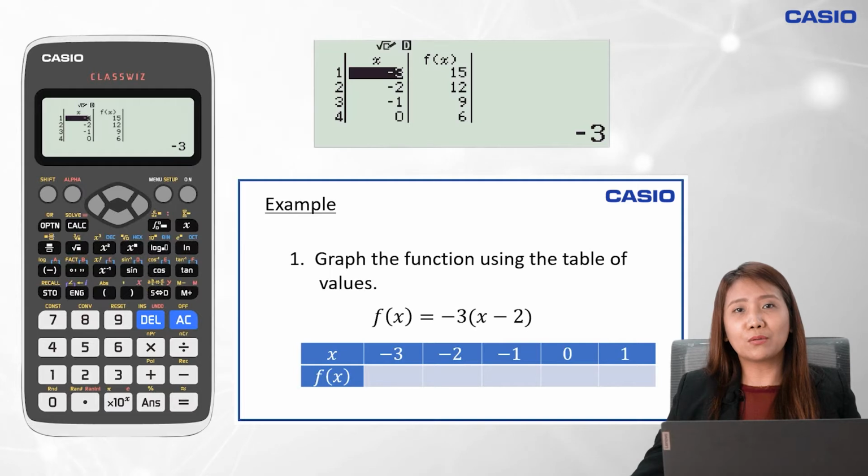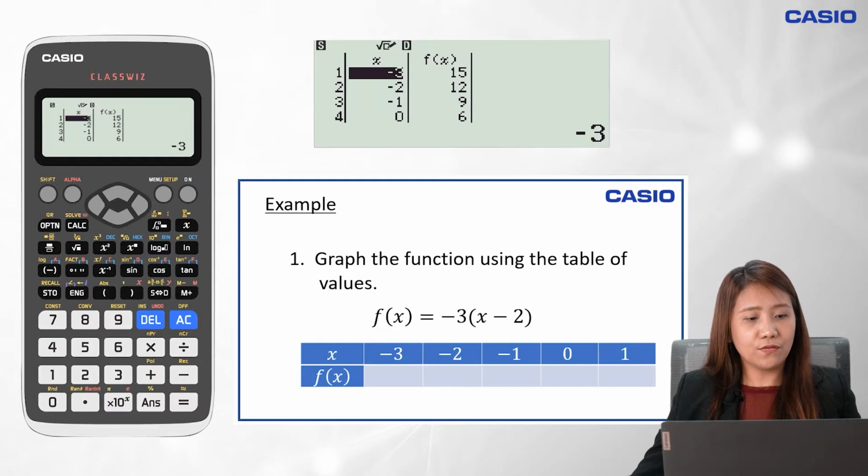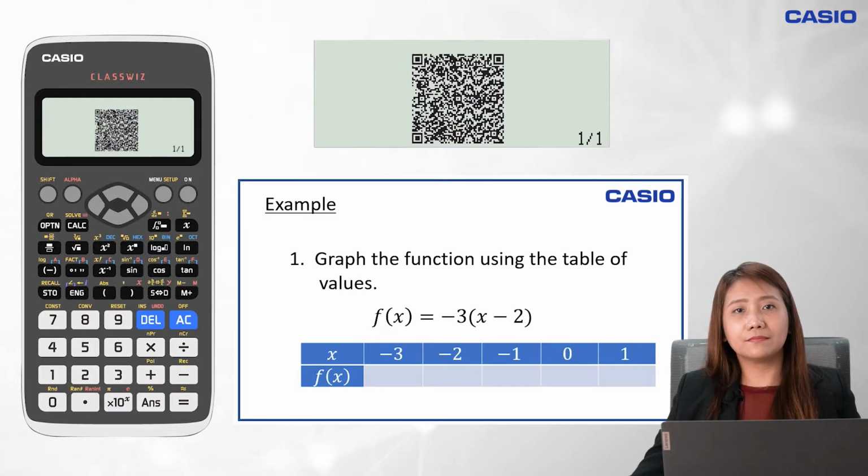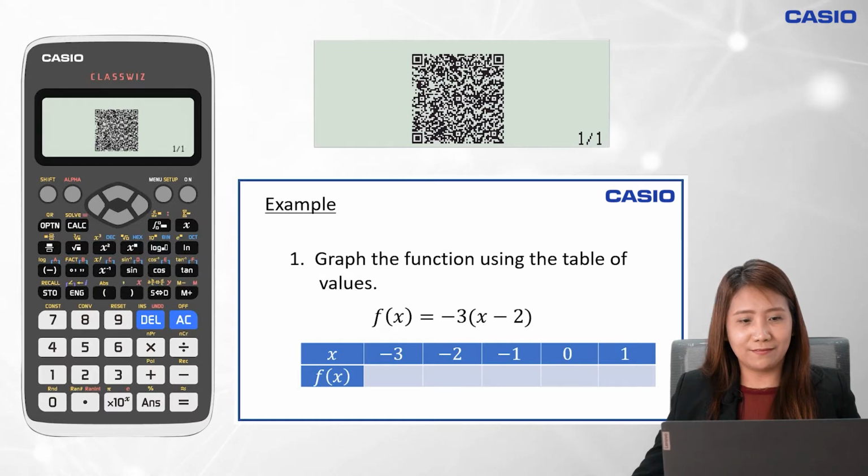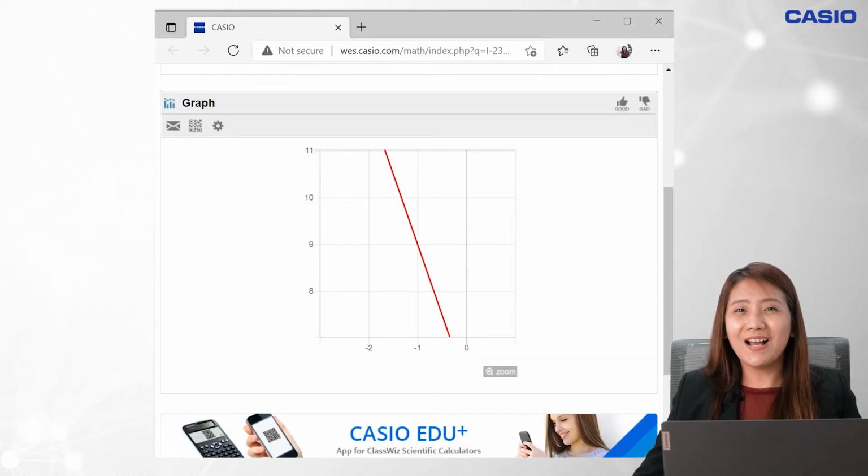What's beautiful about ClassWiz is that there is a way to view the graph of the function. How? We simply need to press Shift followed by Option. Shift, Option. A QR code will appear. Click on the QR code and it will direct us to CASIO Edu Plus with a graph of the function. So, that's the graph of the given function, which is a linear function.